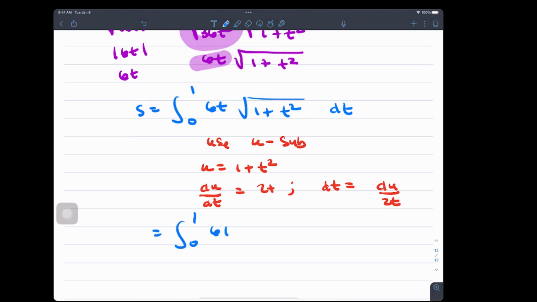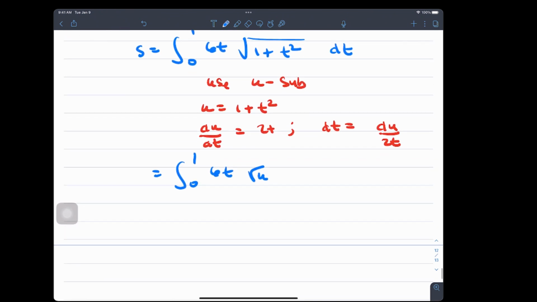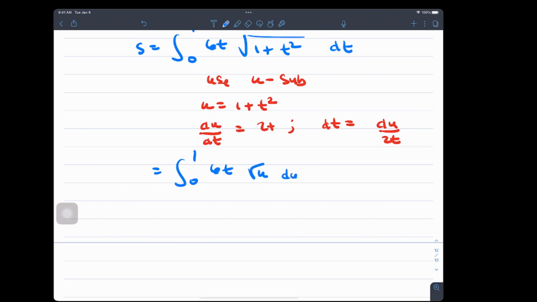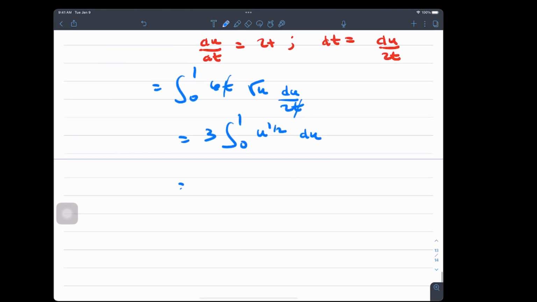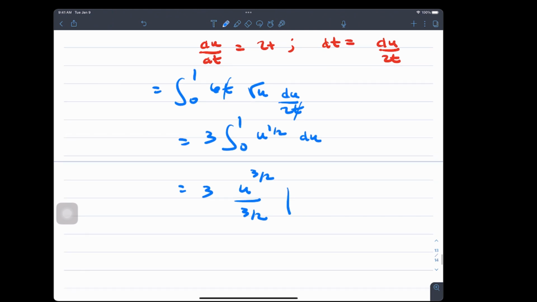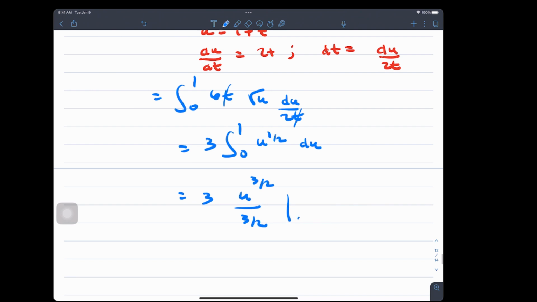0 to 1, 6t, square root of u, and then that's du over what? 2t. The t goes away, so this is going to be 3 integral 0 to 1 u to the 1/2 du. So we get 3 u to the 3/2 over 3/2. And this is no longer t. So now this is going to be u, okay?